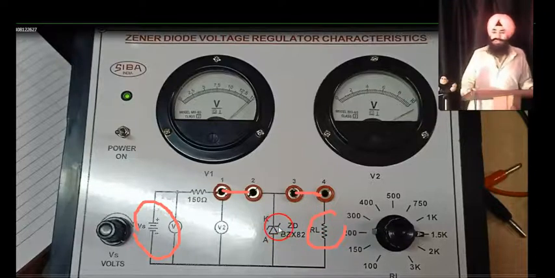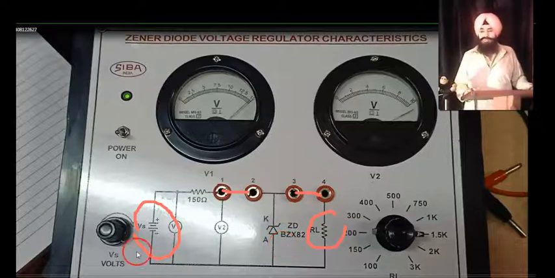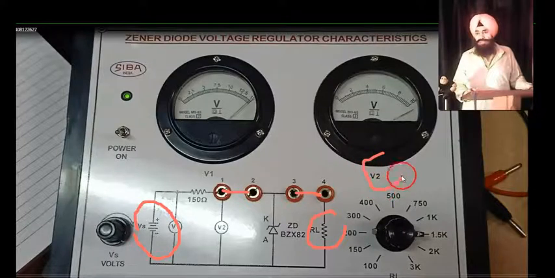Now, the Zener is a stabilizer if, upon varying the supply voltage Vs, the voltage across the Zener, which is V2, does not change. Then it is a good stabilizer. Secondly, if RL changes, but the voltage across the Zener V2 still remains constant, then again the Zener is a good stabilizer.